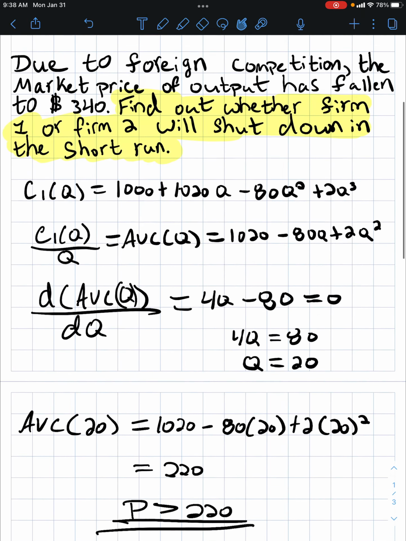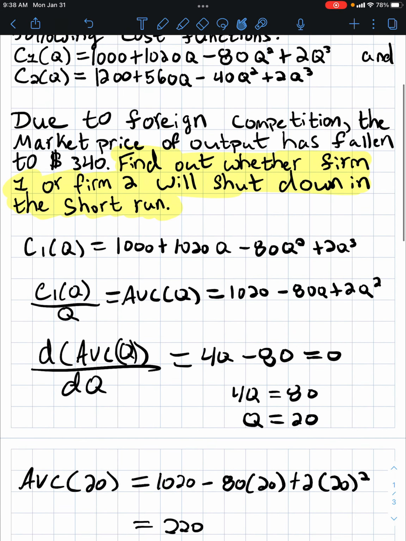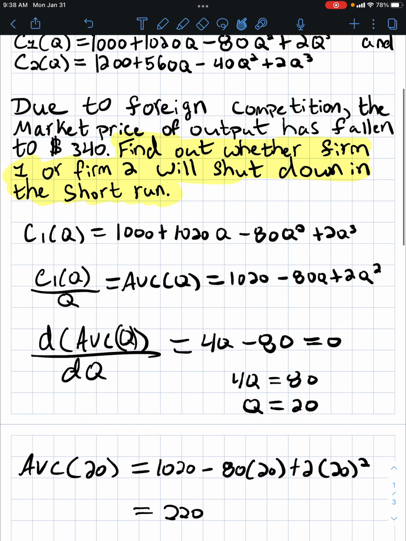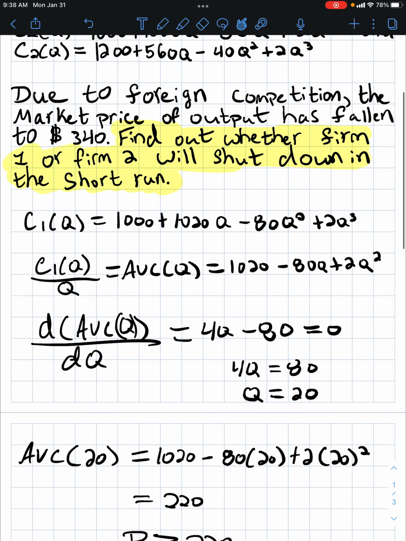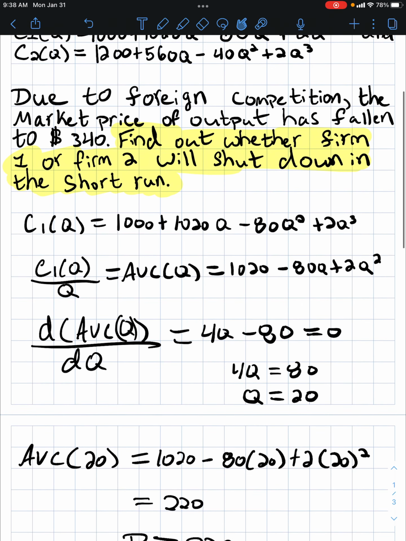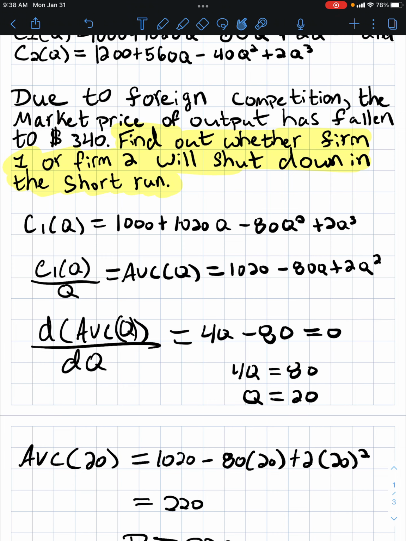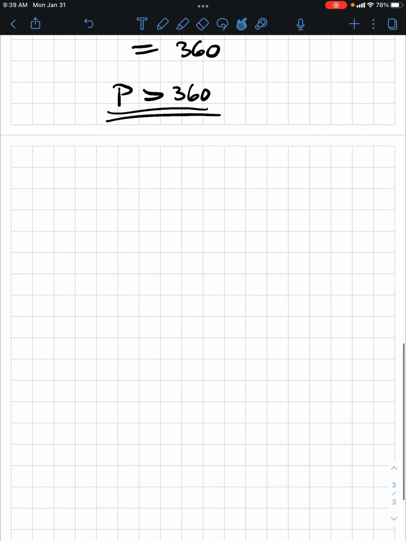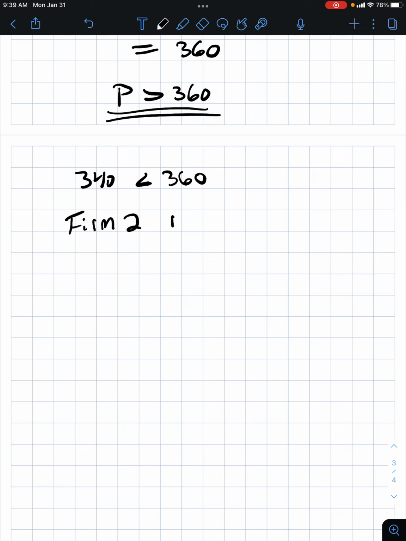So looking at the question, due to foreign competition, the market price of output has fallen to 340. Find out whether firm 1 or firm 2 will shut down in the short run. Since the market price is 340 and firm 2 requires a price greater than 360 to continue to produce in the short run, therefore since 340 is less than 360, firm 2 will shut down in the short run.